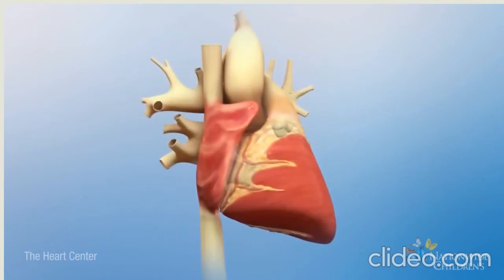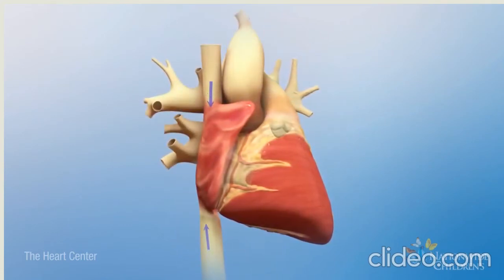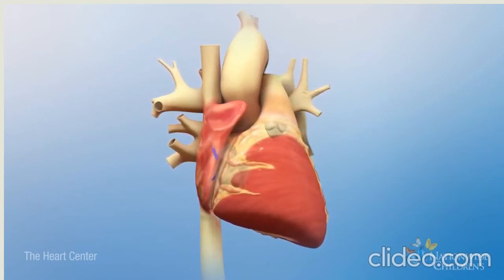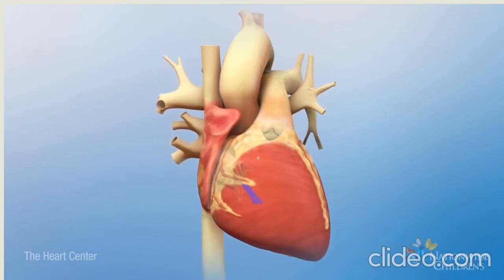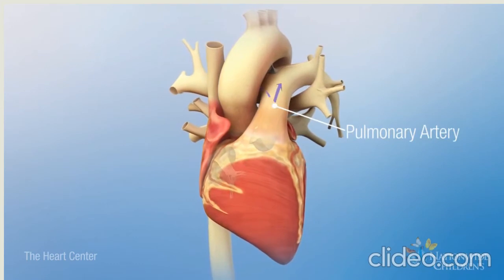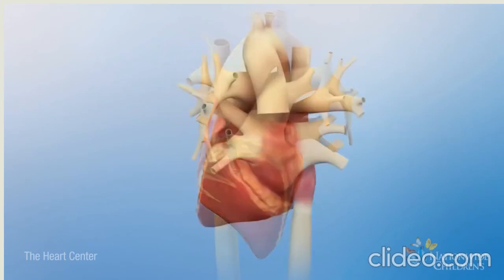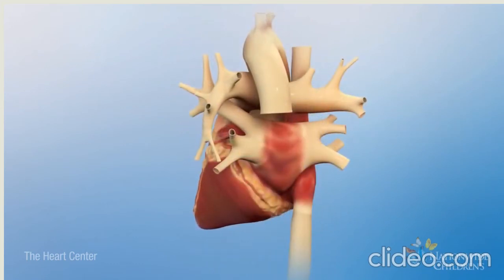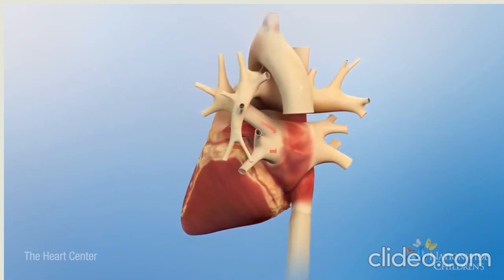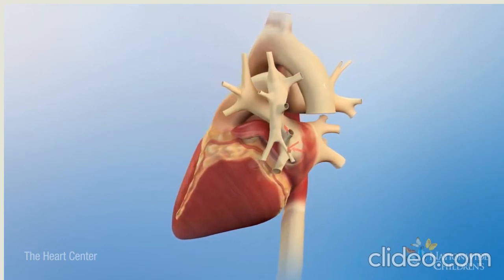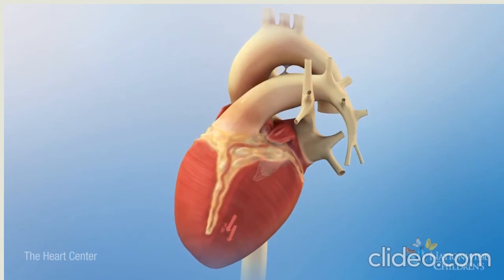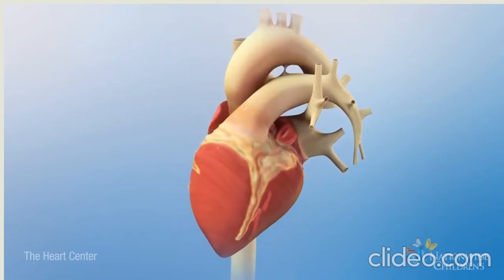Deoxygenated blood, shown as blue, returns from the body into the right atrium. Next, blood moves into the right ventricle, which pumps it through the pulmonary artery to the lungs to be oxygenated. From the lungs, oxygenated blood, shown as red, returns to the heart into the left atrium through 4 pulmonary veins. It then enters the left ventricle, which pumps blood through the aorta to the rest of the body.